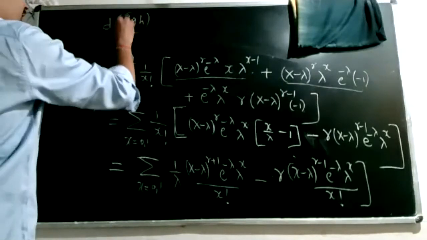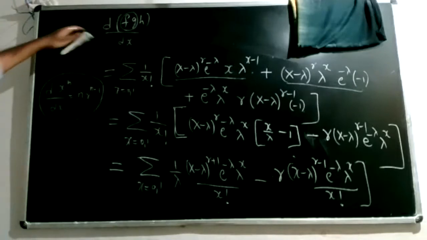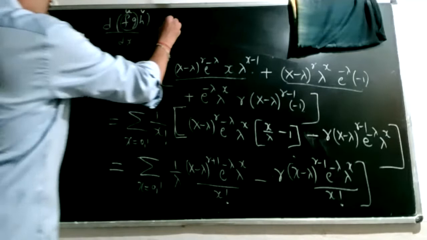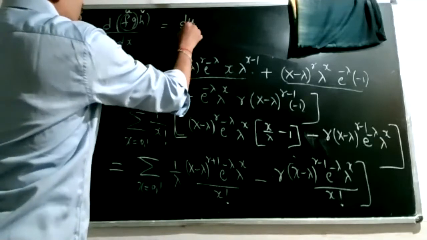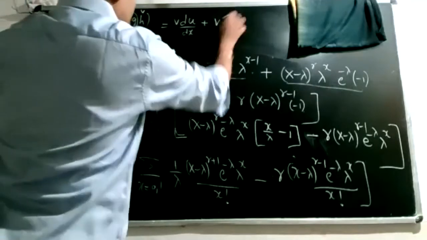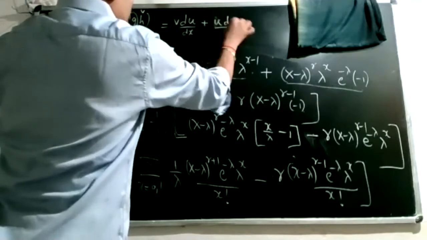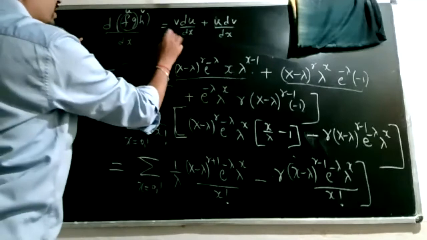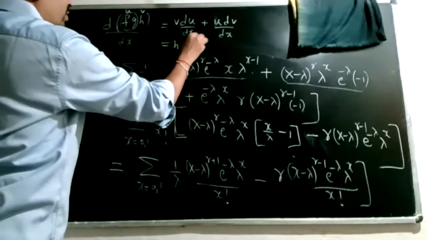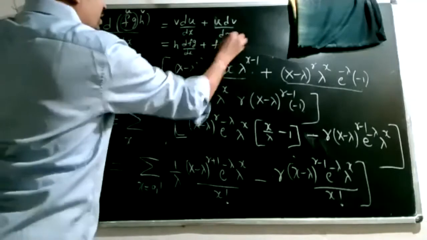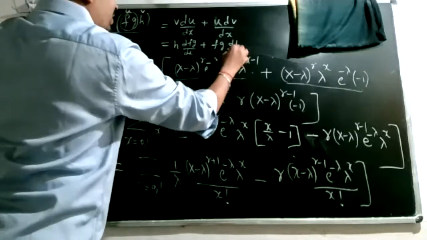So take this f g as one function. If f g is one function, like say u and v, now we know that this is derivative of u into v plus derivative of v into u, right? Now replace your u and v and simplify this. So you have h derivative of f g by x plus u is f g, derivative of v is h by x.